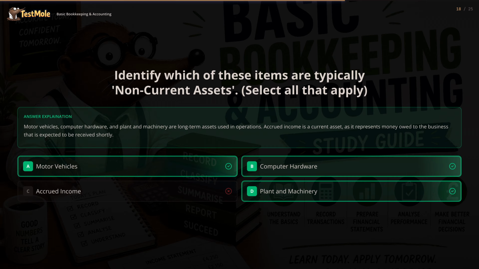Motor vehicles, computer hardware, and plant and machinery are long-term assets used in operations. Accrued income is a current asset, as it represents money owed to the business that is expected to be received shortly.